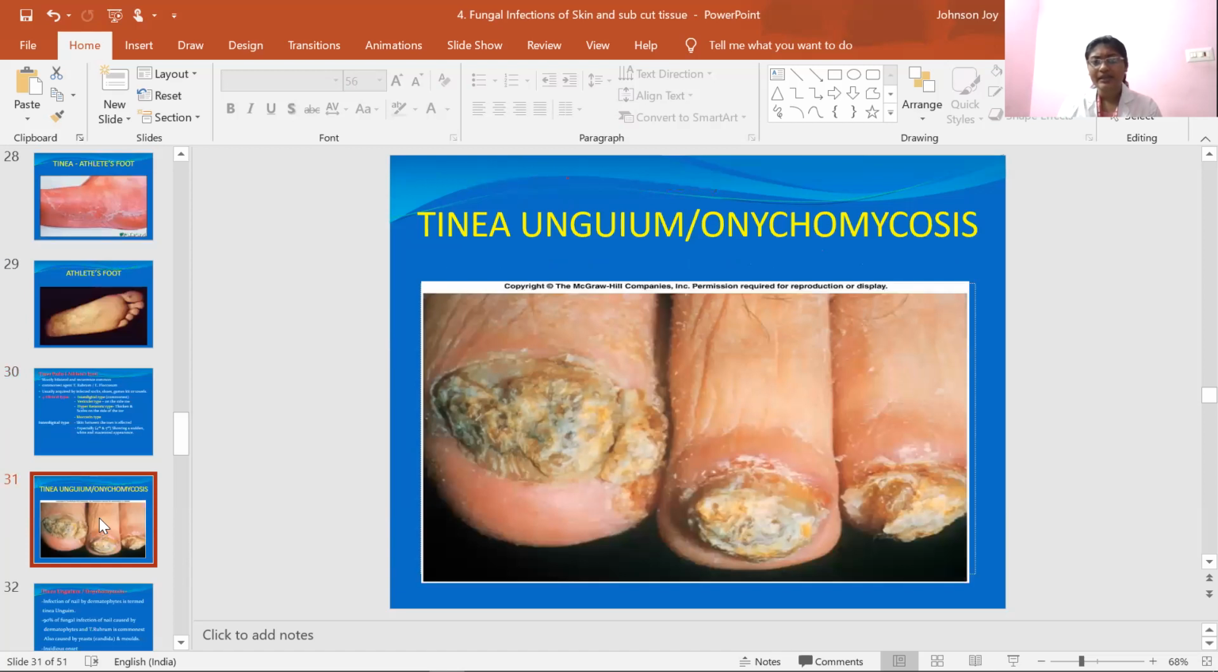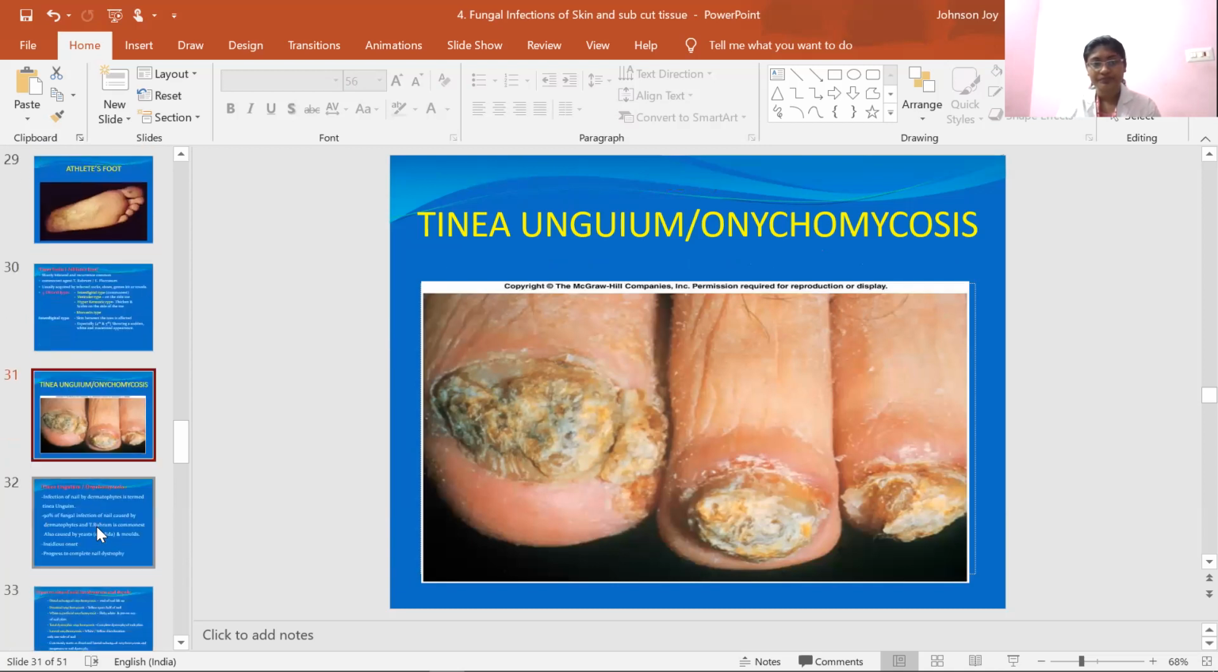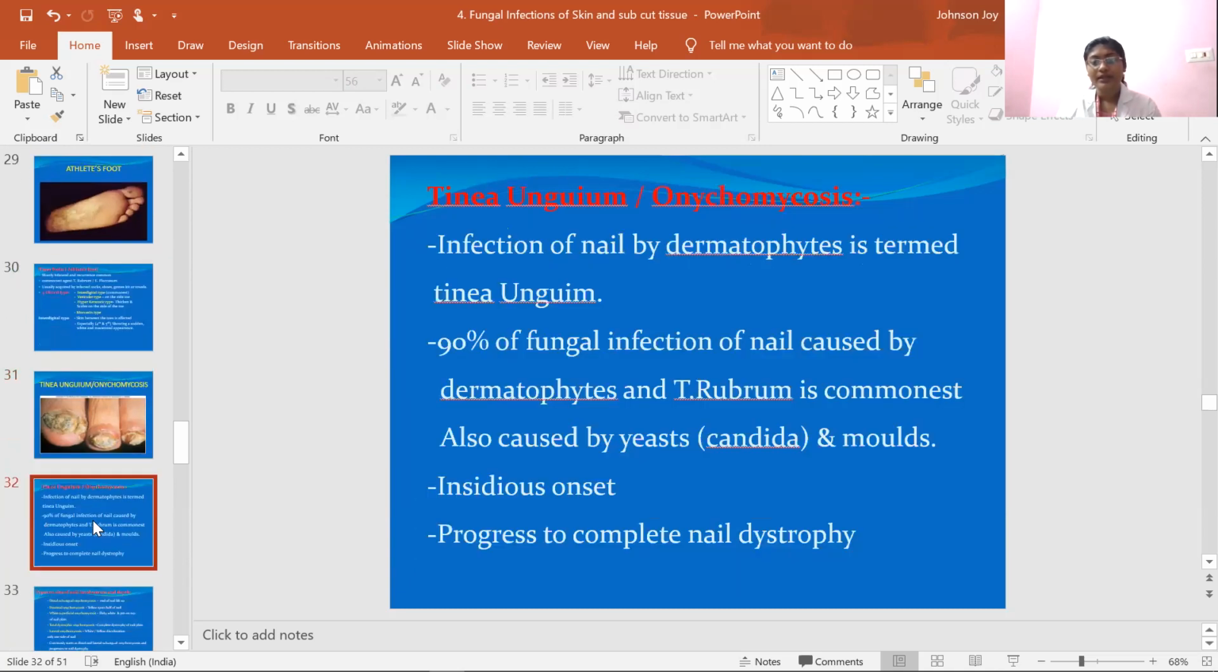This is nothing but tinea unguium, that is the tinea infection which involves the nails. Tinea unguium or onychomycosis. It is an infection of the nail by dermatophytes and is termed tinea unguium. 90% of the fungal infections of the nail are caused by dermatophytes. And what is the main causative organism? That is Trichophyton rubrum. It can also be caused by yeast like Candida and molds. This infection is insidious in onset and progresses to complete nail dystrophy.